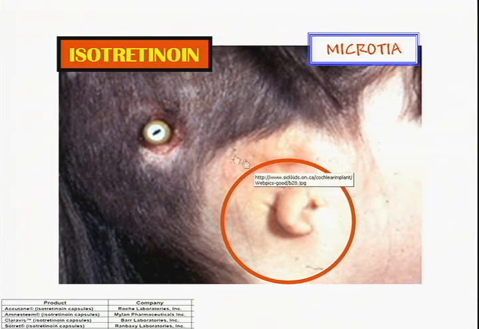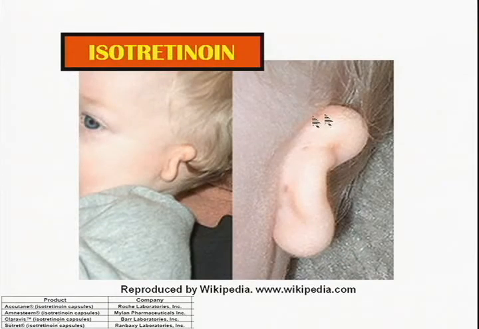You can see how small this ear is. What is this right here, do you think? This is a cochlear implant because there are eighth nerve problems also with isotretinoin. Now this is talking about systemic, this is oral, not the topical. This also shows the ear malformations which can occur.